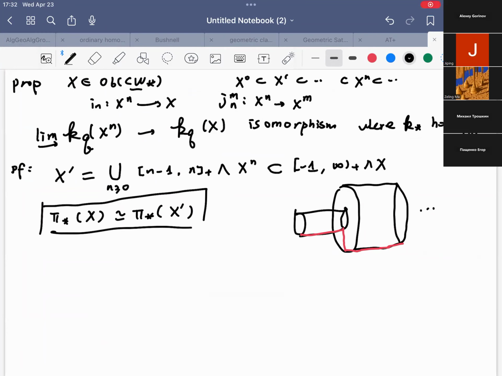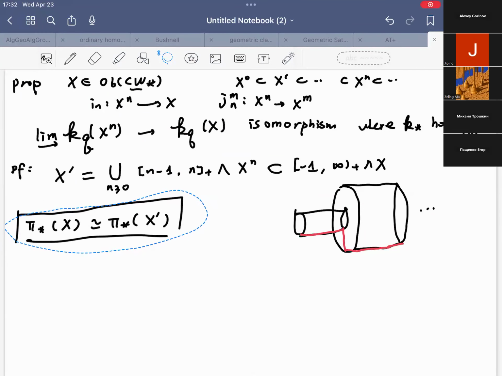And now I want to first explain the fundamental group, the homotopy group of X is equal to the homotopy group of Xn.